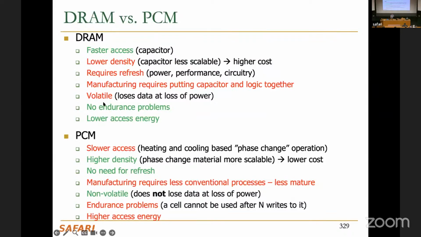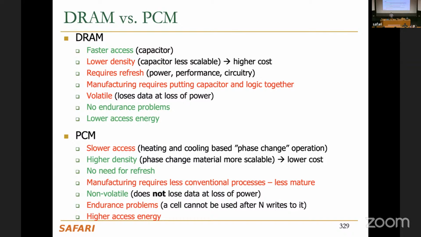And as we said, one of DRAM's advantages is no endurance problems. Whenever you write data, you don't actually destroy the cells. You don't actually reduce your capability to read or write data in the future. Now, this may change in the future. There's no wear out in DRAM as far as we know, but there may be some issues with very small technology nodes. We'll see about that.